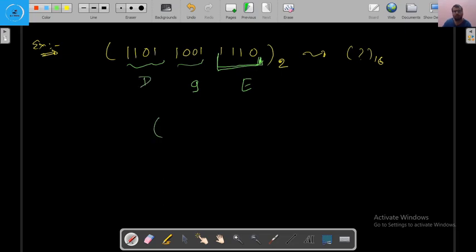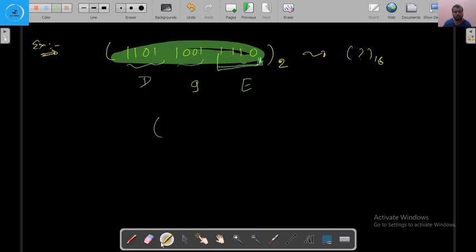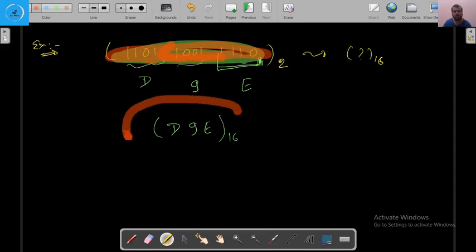So if we convert this into hexadecimal, we are going to write D9E. Sorry, not binary, hexadecimal. If we convert this, which is given in the binary number system, into the hexadecimal number system, we are going to get D9E. Let's see another example.